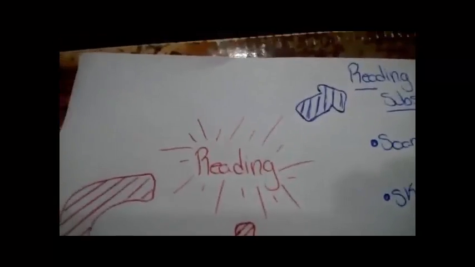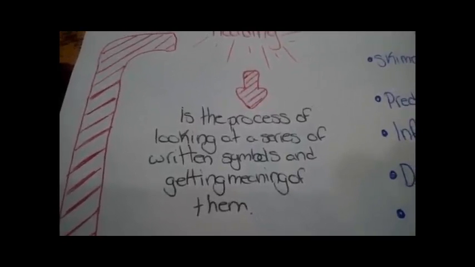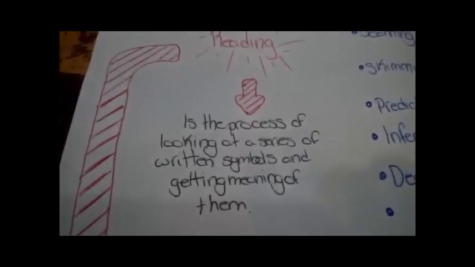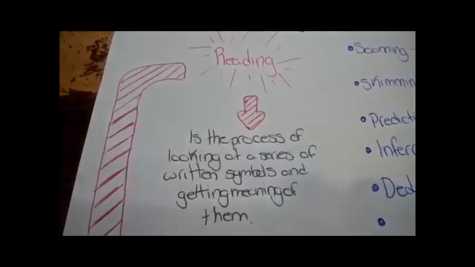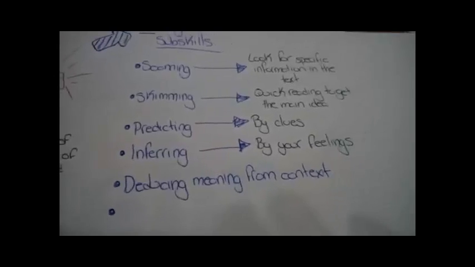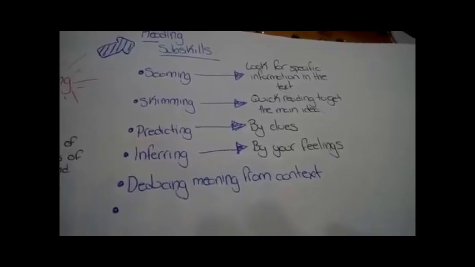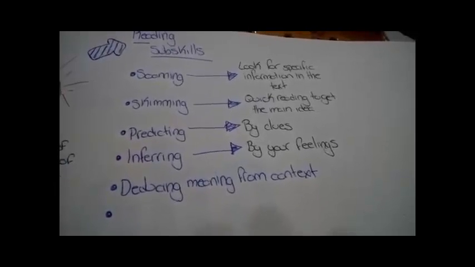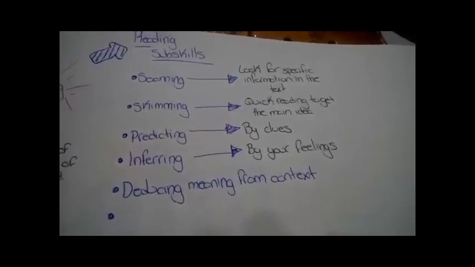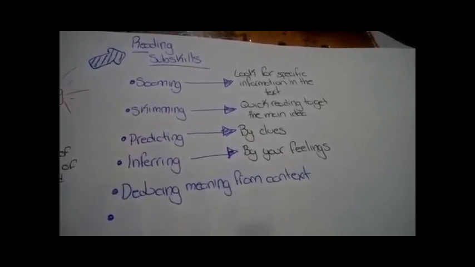The reading skill is the process of looking at a series of written symbols and getting meaning from them. Reading is a receptive skill. Reading sub-skills. Zooming: look for specific information in the text. Skimming: quick reading to get the main idea. Predicting: you use the clues. Inferring: you use your feelings. And deducing the meaning from the context.